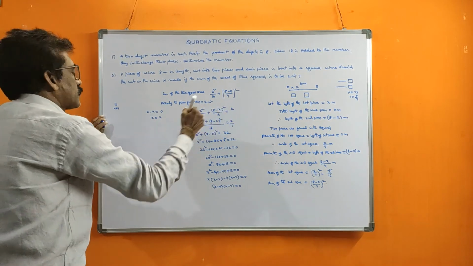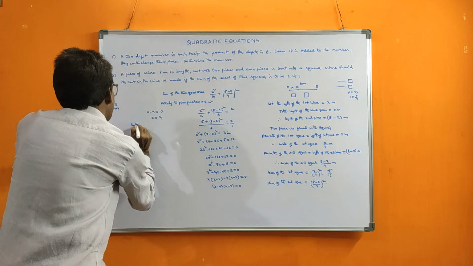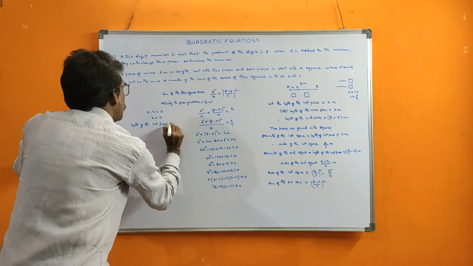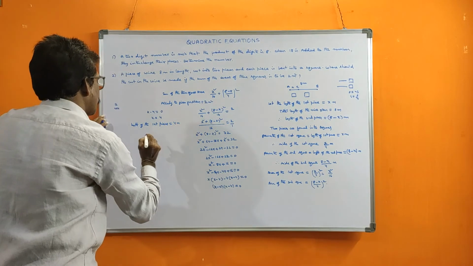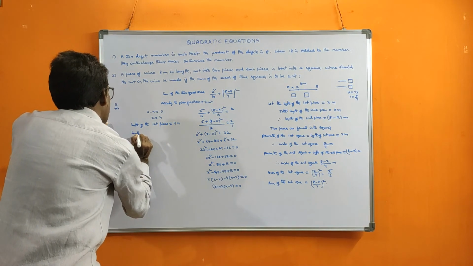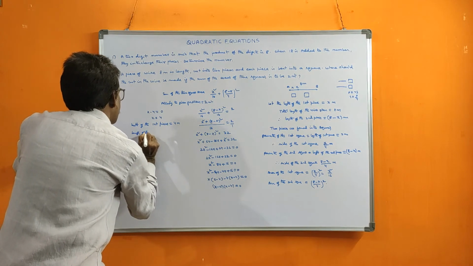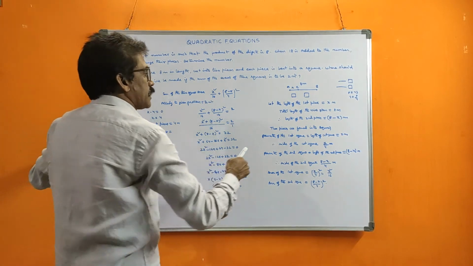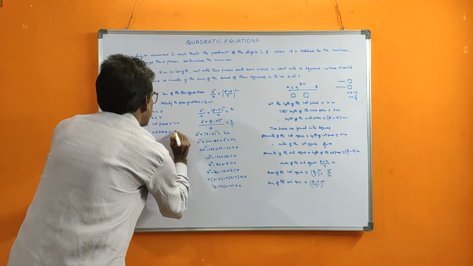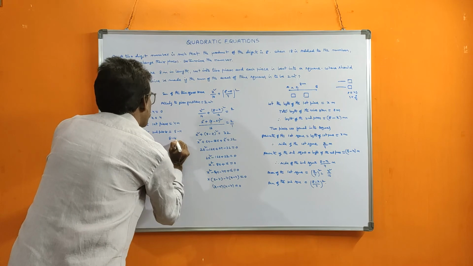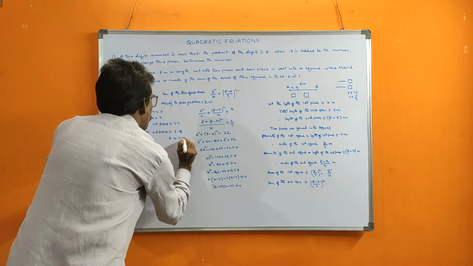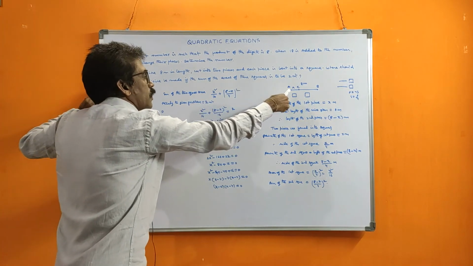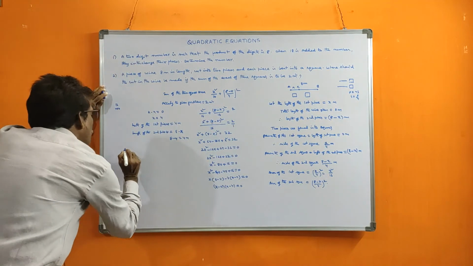x means the length of the first piece. So the length of the first piece is equal to 4 meters. The length of the second piece, 8 minus x, that is 8 minus 4, is also 4. So the length of the first piece is 4, and the length of the second piece is also 4.